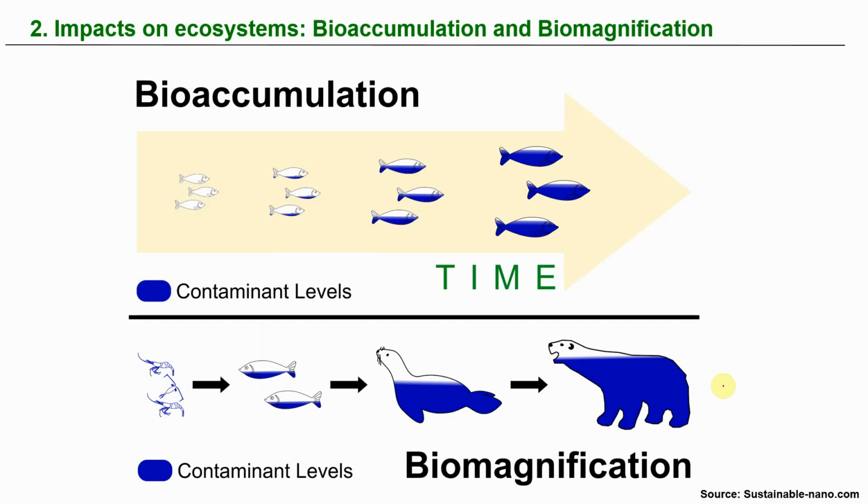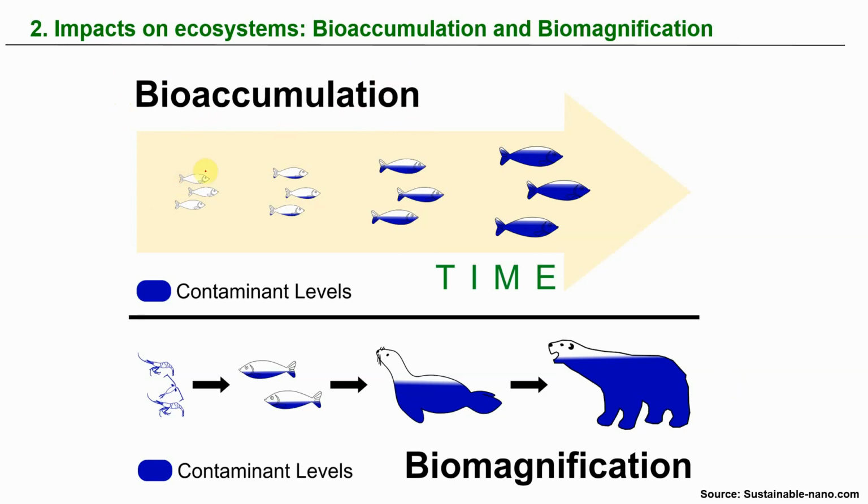One of the other impacts we get on ecosystems is bioaccumulation and biomagnification. Bioaccumulation and biomagnification are subtly different processes, and we'll talk through them, but you must appreciate the two are not exactly the same. Bioaccumulation refers to increased concentrations of pollutants inside the bodies of an individual organism as it goes through time.